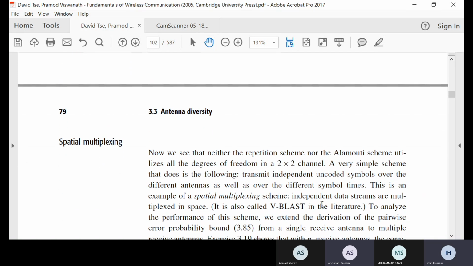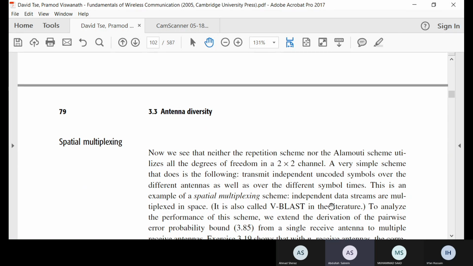So repetition and LMOT do not utilize all degrees of freedom in a 2x2 channel. So what we need is that every time and for every antenna, you send a different symbol. This way, in two slots, you can get 4 symbols. In one slot, you can get 2 symbols.